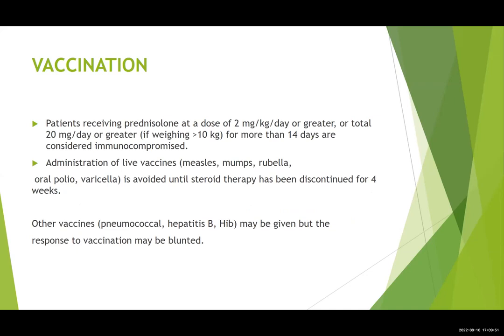Vaccination is very important. Patients receiving prednisolone at a dose of 2 milligram per kilogram per day or greater, or a total of 20 milligram per day or greater if the weight is more than 10 kilograms, for more than 14 days are considered immunocompromised. Administration of live vaccine should be avoided until steroid therapy has been discontinued for 4 weeks. After 4 weeks from stopping the steroid, you can give live vaccine. Other vaccines are better given in remission, or if important, on alternate days, because the response will be blunted.